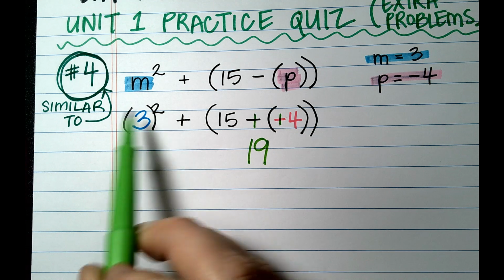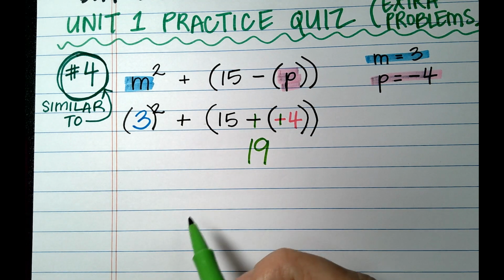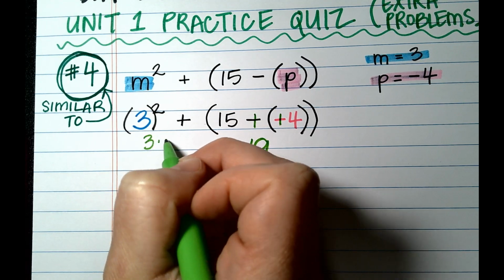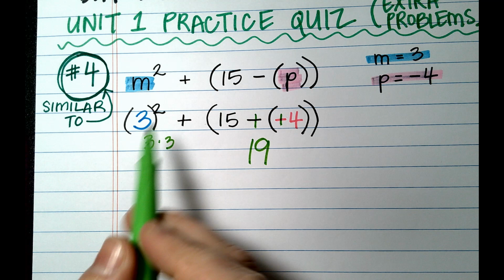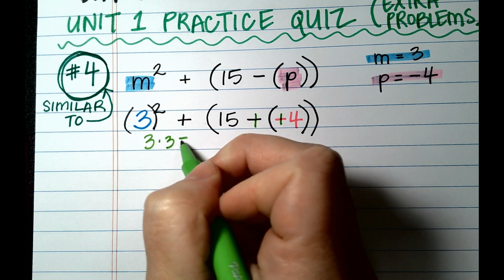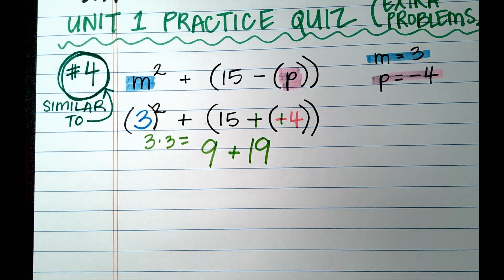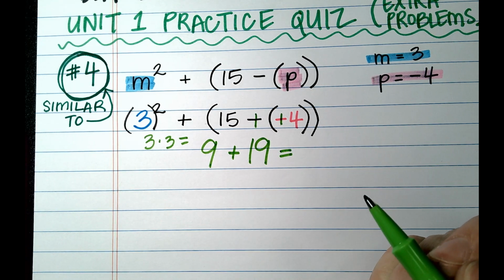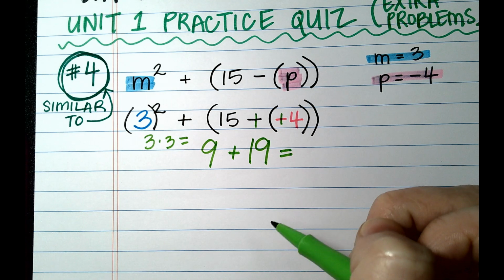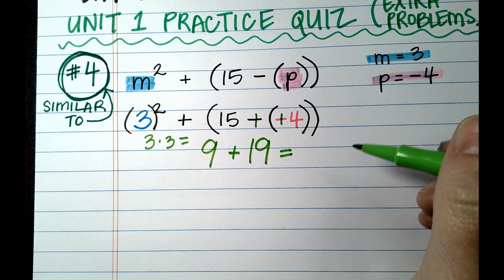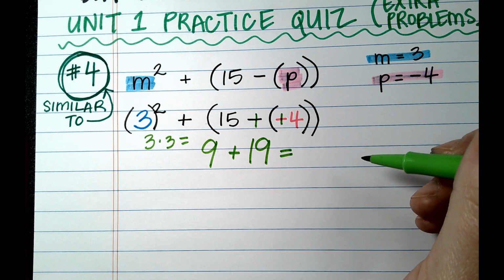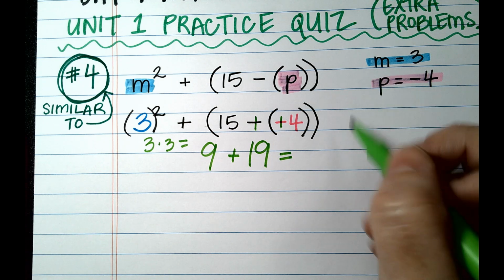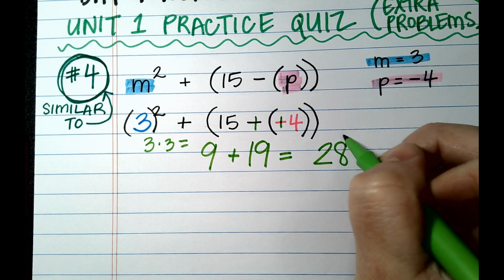And now we can do this. 3 squared, what does that mean? It is 9. How'd you get 9? 3 times 3. Remember, it's not 3 times 2. 3 times 3. Okay, so now I have 9 plus 19. And our answer should be 28. Perfect.